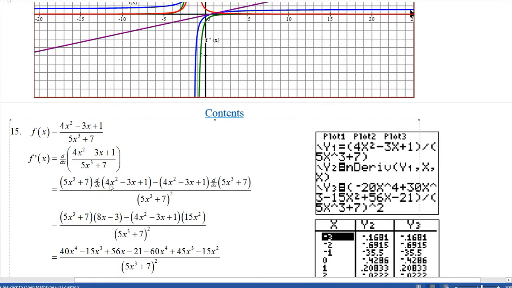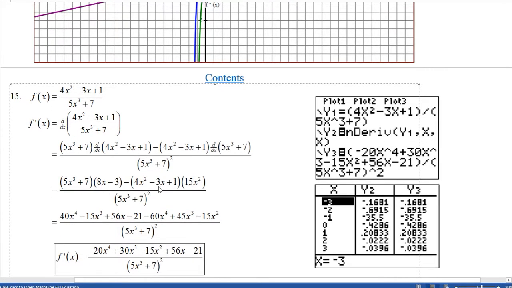Okay, so bottom times derivative of the top minus top times derivative of the bottom over bottom squared. Well, all these are just polynomials, so we know how to do these derivatives. The derivative of 4x squared minus 3x plus 1 is 8x minus 3 plus 0. And the derivative of 5x cubed plus 7 is just 15x squared. The derivative of 7 is 0. Now we have the derivative, the calculus is done. We just need to do some algebra here to clean this up.